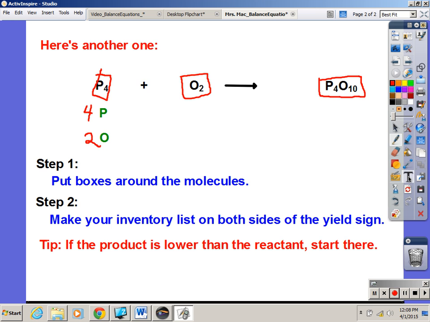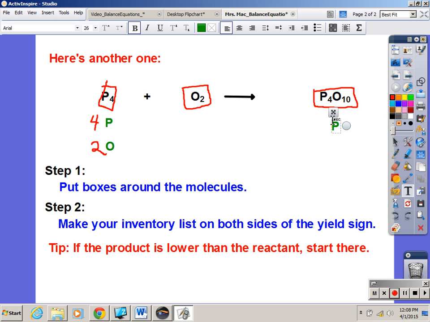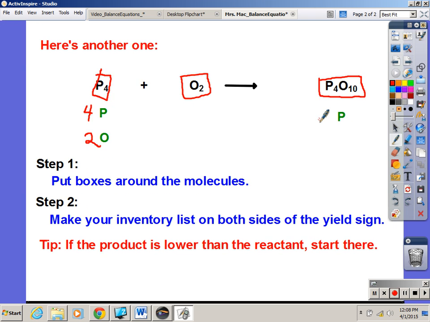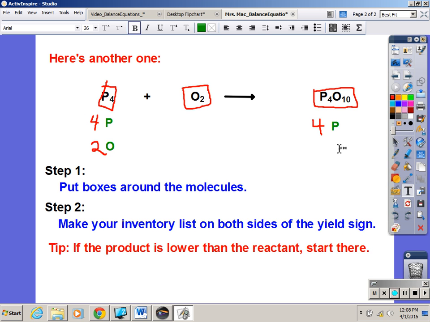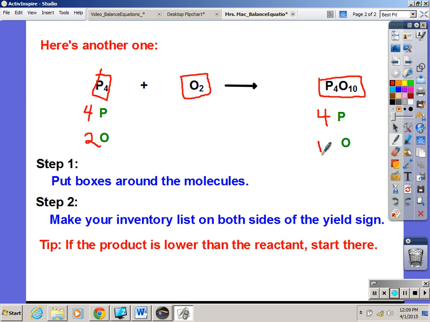How about over here? How many P's do I have on this side? I've got 4 P's on this side. And how many O's do I have on this side? Well, I've got a whopping 10. So I definitely need to change something. So you can see right now that this equation is not balanced.